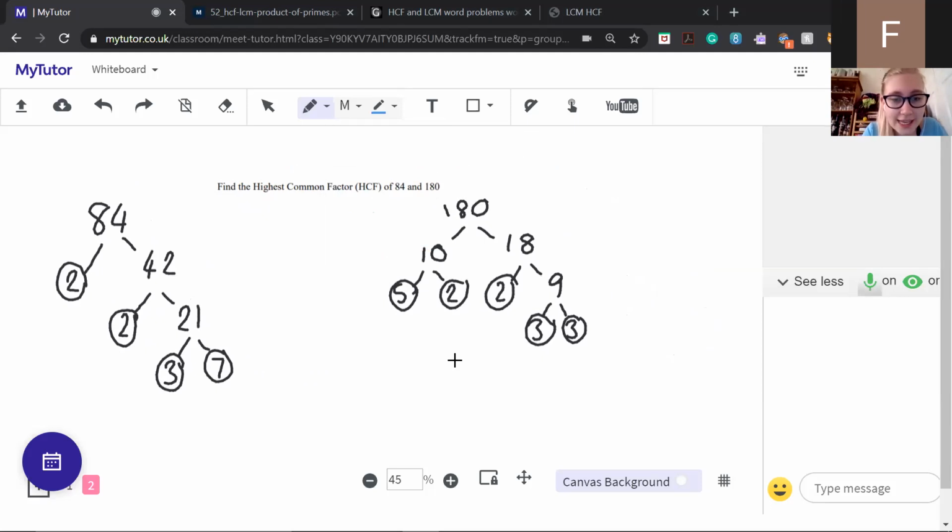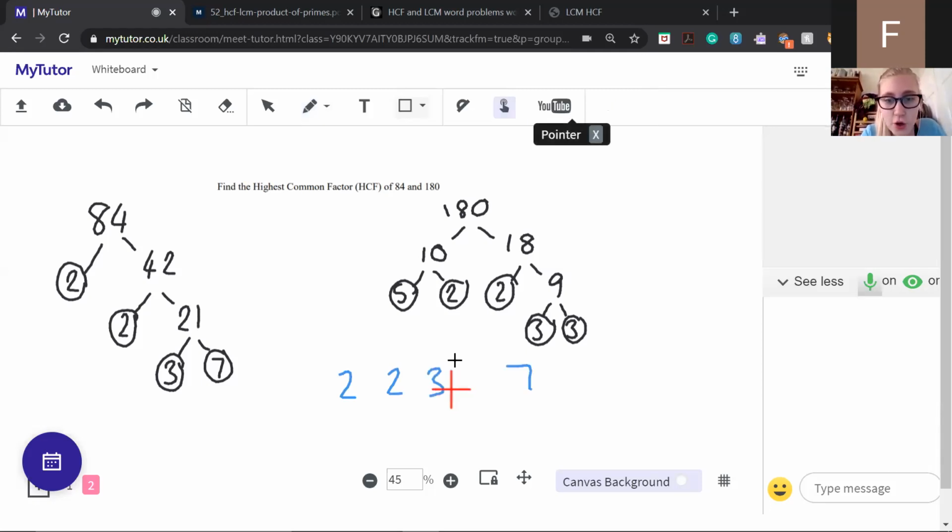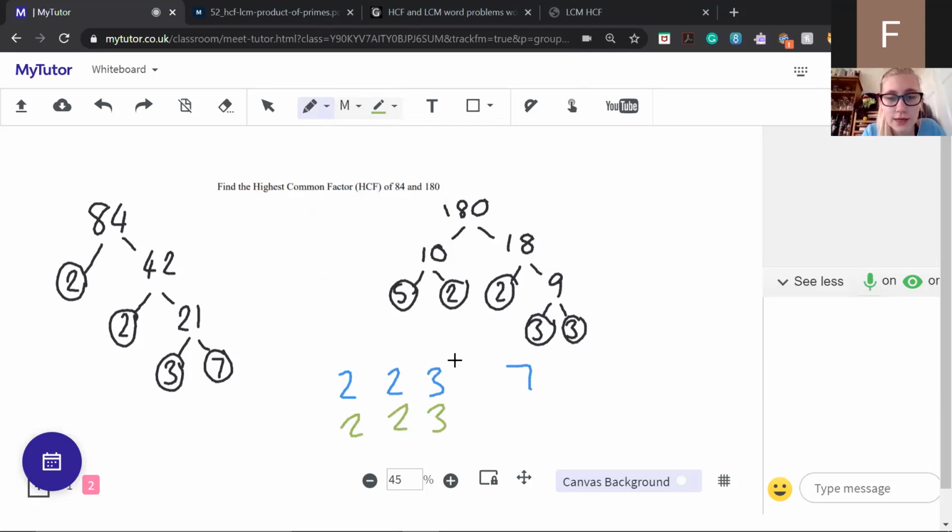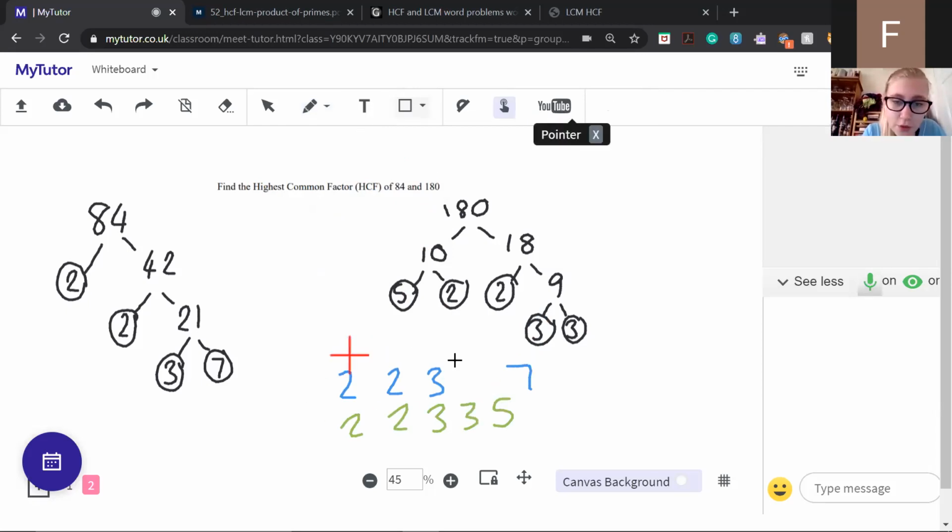So we're going to list these out. So 84 is 2 times 2 times 3 times 7. I've written a gap here because I know that there's some 3s and 5s that we're going to have to put in. And then I'll write down 180. So 180 is 2 times 2 times 3 times 3 times 5. So all I've done is these blue ones here are what multiply to make 84. And these green ones here are what multiply to make 180.